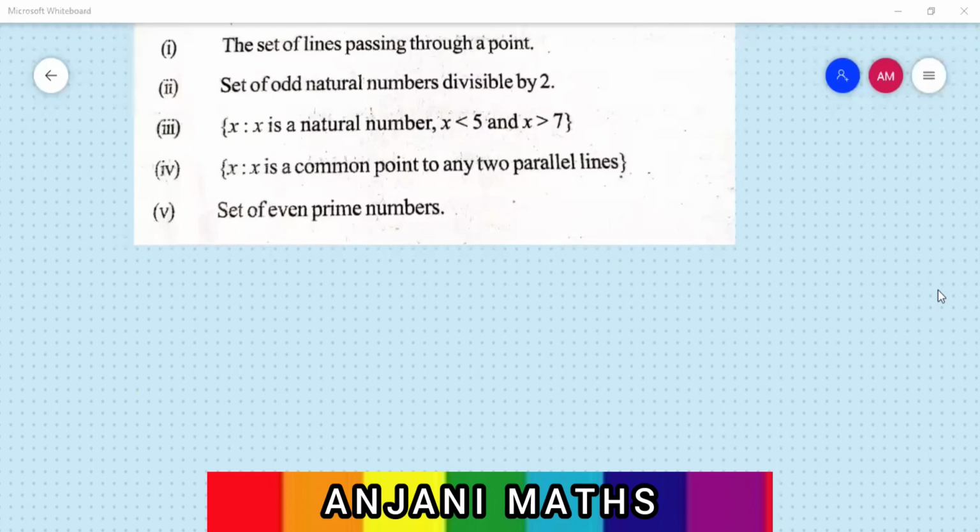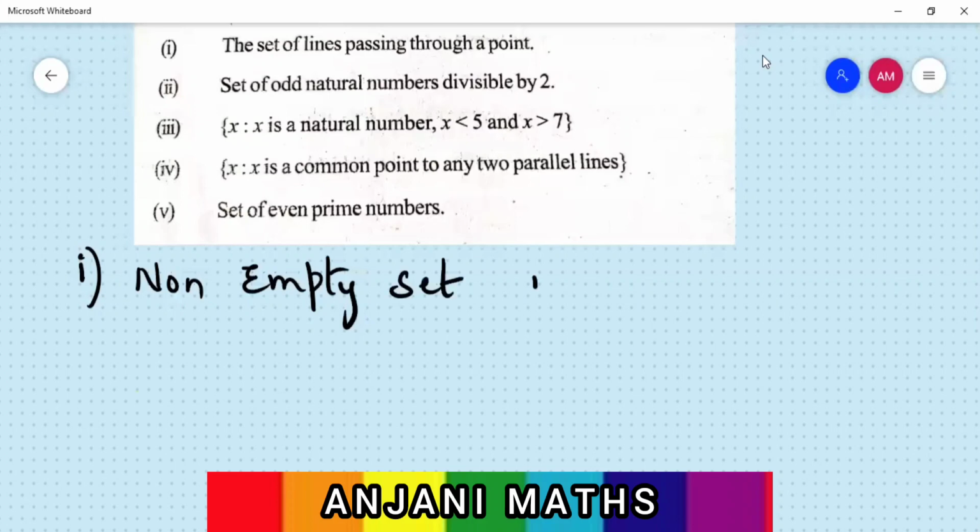Infinite set means it's a non-empty set, isn't it? Okay, so what's the answer for the first one? Not empty set, ma'am. Non-empty set. What's the second one? Set of odd natural numbers divisible by 2. Empty set, ma'am.